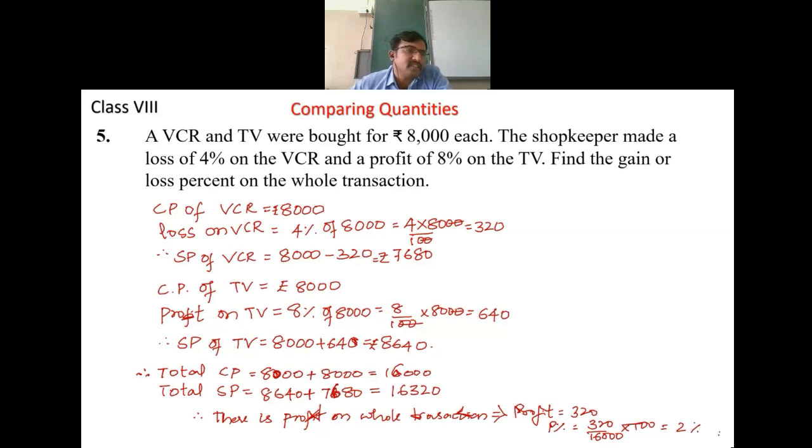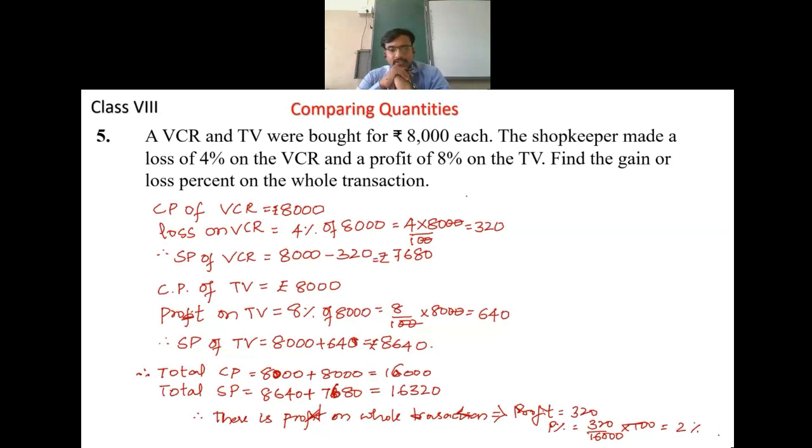There is a logic here. If the cost prices are the same and the profit percent and loss percent are the same, there is always a loss. When the CP of two objects are the same and the profit percent and loss percent are the same, there is always a loss.